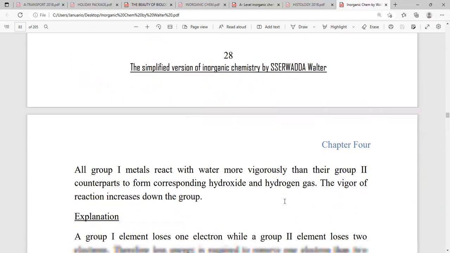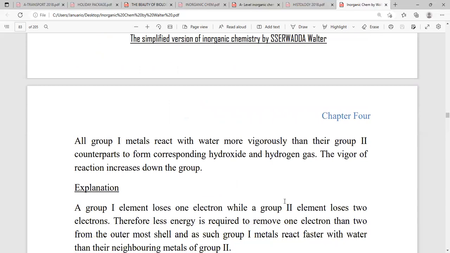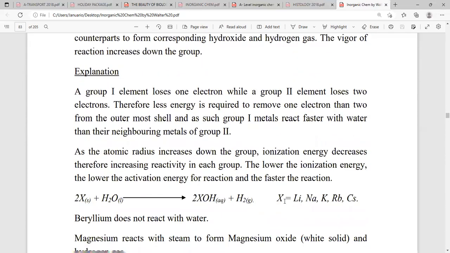Reaction with water. All group 1 elements react with water more vigorously than their corresponding group 2 counterparts to form corresponding hydroxides and hydrogen gas. And the vigor of the reaction increases down the group. So group 1 elements are more reactive to water than group 2 elements, and they release hydrogen gas from the water molecule. Hence, we have a hydroxide being formed and hydrogen gas. And we are saying that the reactivity increases down the group. So as you go down the group, reactivity to water increases.